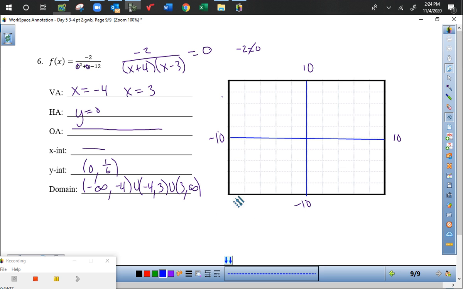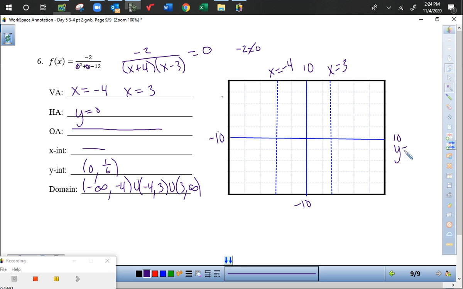Starting with our asymptotes like we have been, -4, +3. The horizontal one is at 0. You don't have to dash it. You do have to label it. And I know that my y-intercept is at (0, 1/6). So there's that.